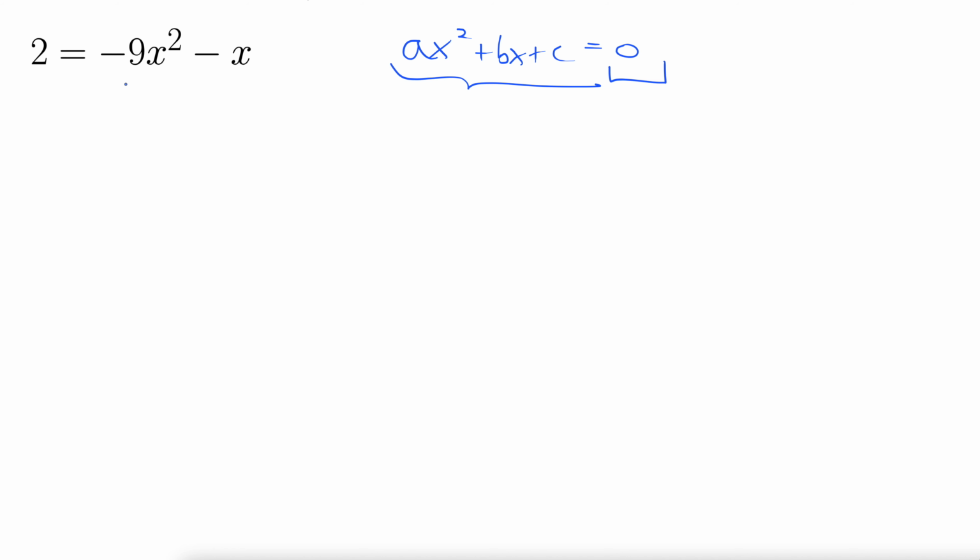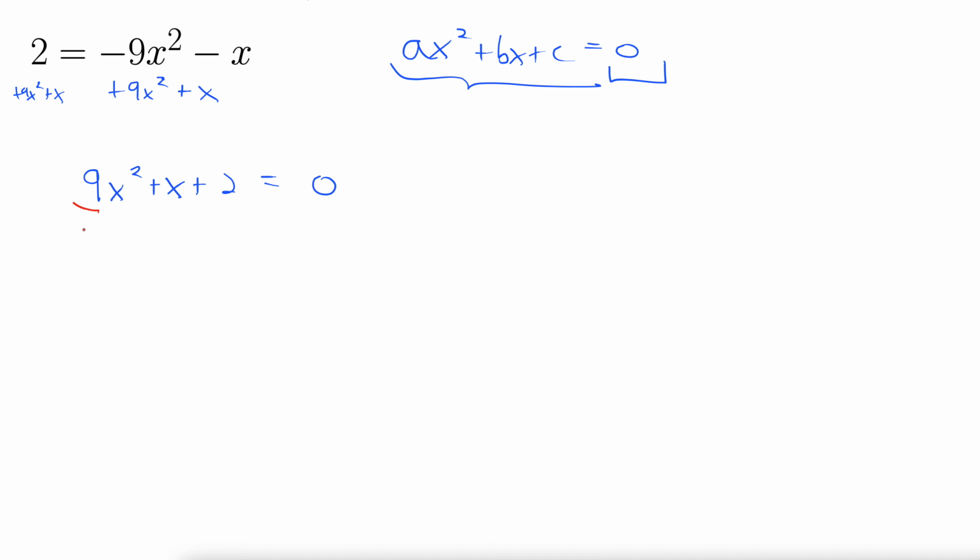I'm going to add all of this here. So I'm going to add plus 9x squared plus x to both sides. Plus 9x squared plus x. And get everything on the left side there. So that gives us 9x squared plus x plus 2 equals 0. And now we are in the correct form for a quadratic formula. This is now a quadratic equation that is ready for the quadratic formula.